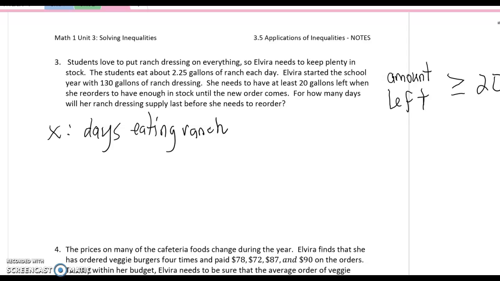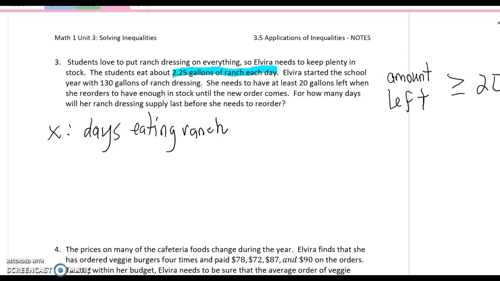All right, so we're going to define our variable x as the number of days that kids are eating the ranch, because the last question is asking for how many days. That's what we're looking for, the number of days. So x represents the days eating the ranch.